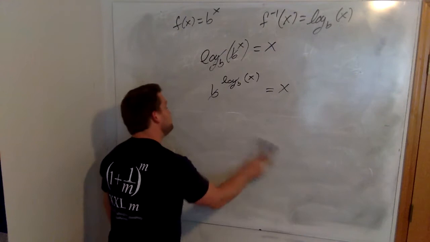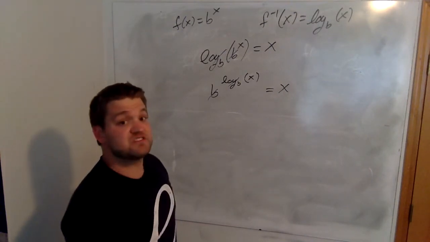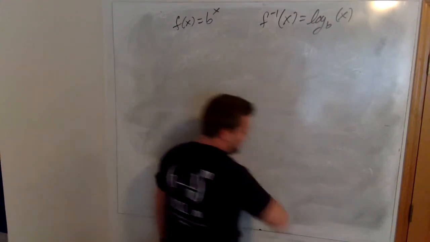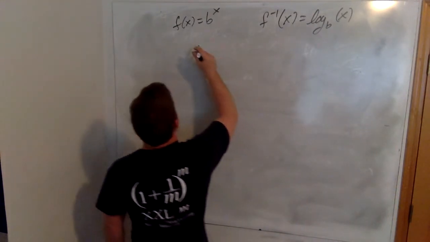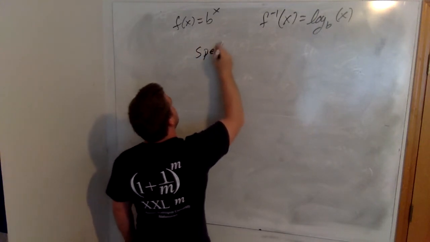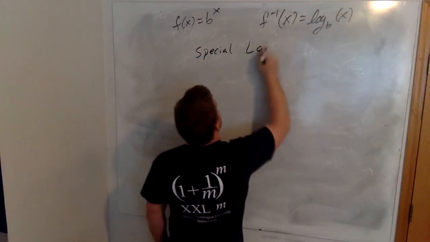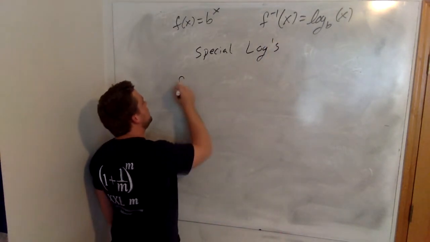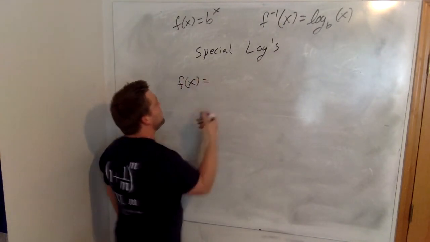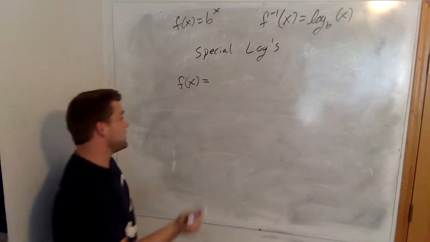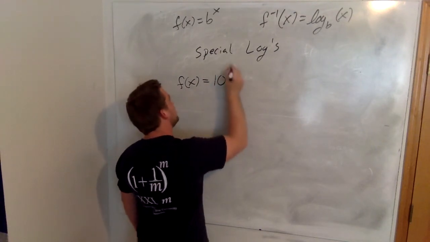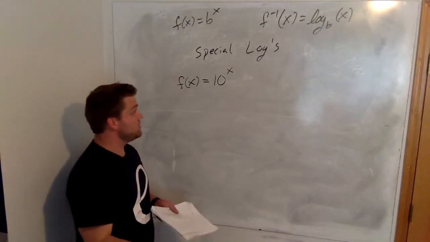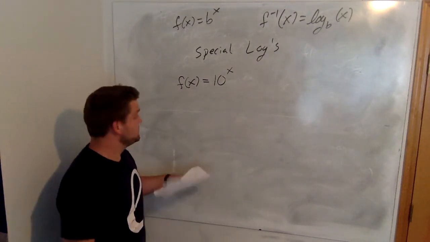Okay, now, there are two very special logs that we should talk about. Special logs. If we have a function f of x, a nice, important base for an exponential would be base 10. Why is base 10 an important base? Well, we have a base 10 number system. I don't know, we have 10 fingers.